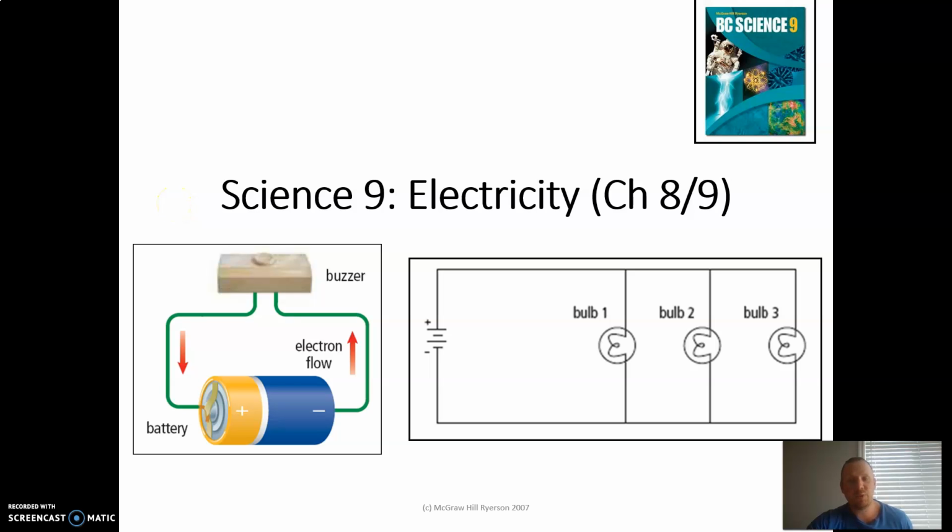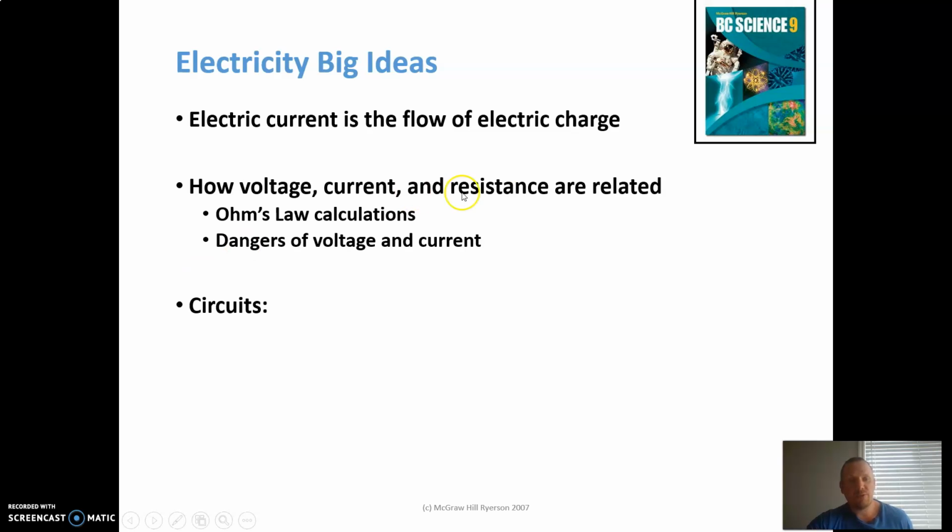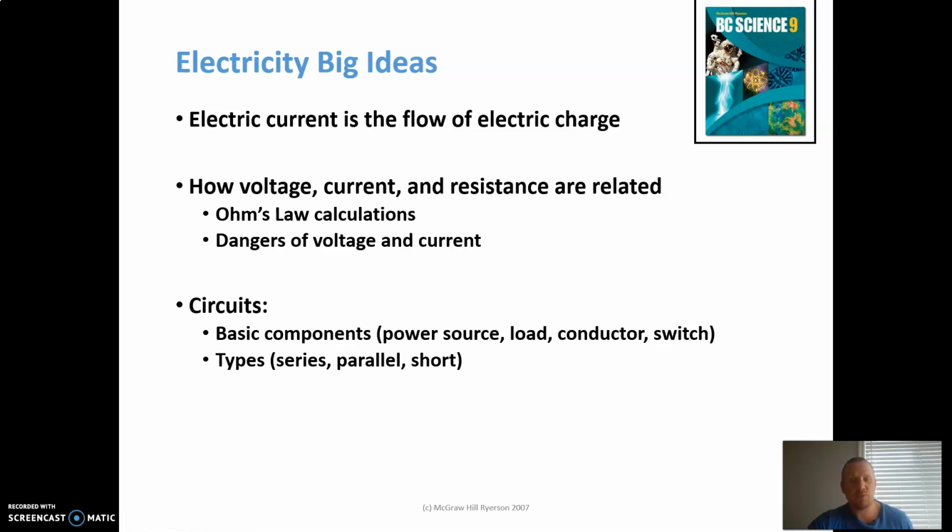This week in electricity, we're going to be going over the basic parts of electric circuits and then some simple Ohm's law calculations. So just a reminder what the big ideas are for electricity. Electric current is the flow of electric charge. What we're going to focus on this week is how voltage, current, and resistance are related using Ohm's law calculations. And then we're also going to go over the basic parts of a circuit. And then next week, we're going to go over the specific types of circuits.